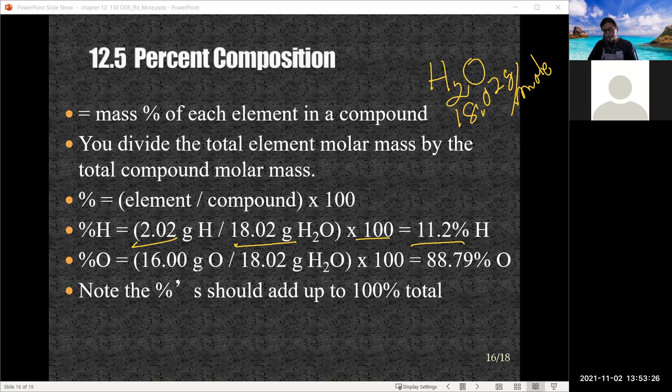We do the same with oxygen. Oxygen brought in 16.0 grams, out of a total of 18.02, multiplied by 100. So oxygen represents 88.79% of the molecule of water.